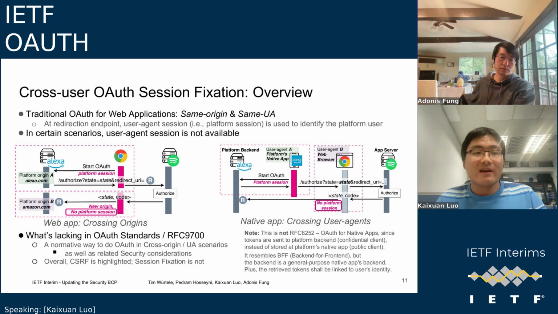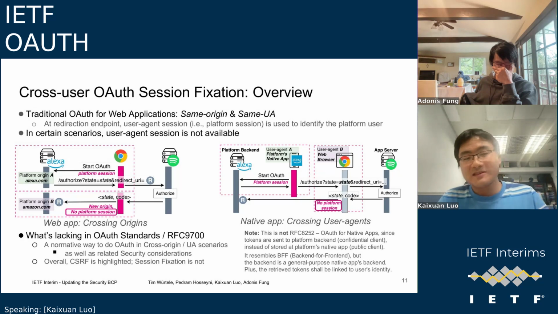So we feel that what's lacking in the OAuth standards or in the security best practices is, first, that there is no normative way to actually conduct OAuth in these cross-origin or cross-user agent complex deployments. And because of that, the security considerations are not fully explored. For example, we've seen in almost all specs that there is a section about CSRF, right? CSRF is basically that if the state is not there, or if the state parameter is not tied to the user agent, then an attacker could inject their token or authorization code into a victim.